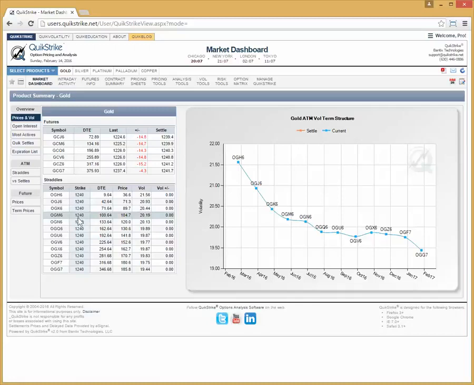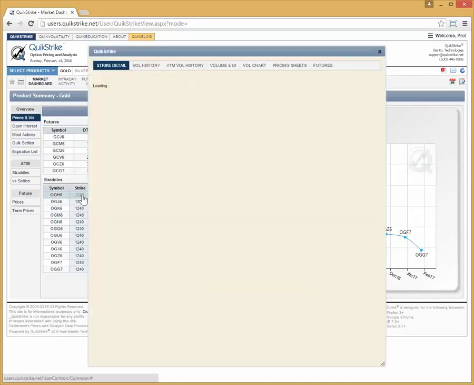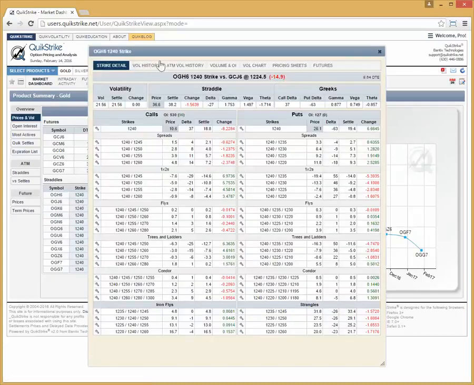So remember, we can also click on strikes as well. So when I click on a strike, I'm going to see vol history and at-the-money vol history. So vol history stands for the vol history of that particular strike.